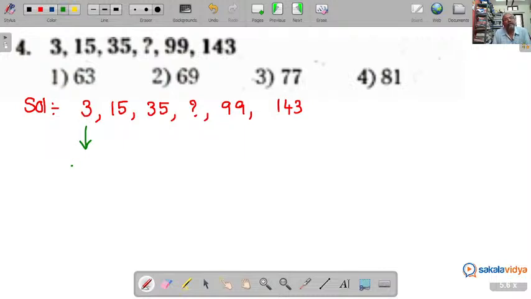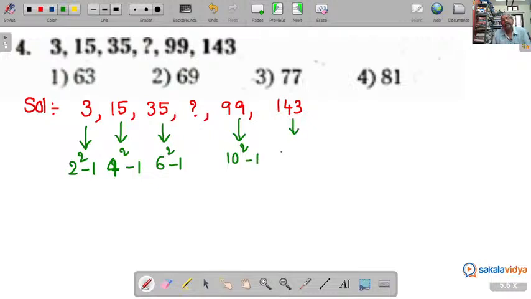4 minus 1 you can write, that means 2 square minus 1. Let us try. This is 16 minus 1, so you can write 4 square minus 1. This is 6 square minus 1, because 36 minus 1 is 35. We do not know this one, 100, that means 10 square minus 1. This is 144 minus 1, so 12 square minus 1. So now from here you observe the pattern.